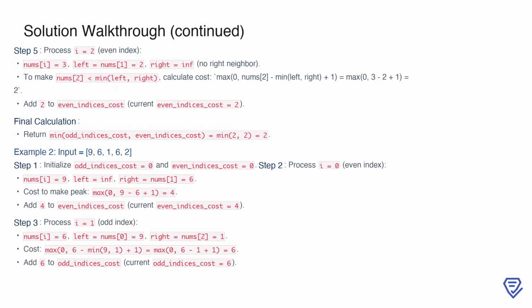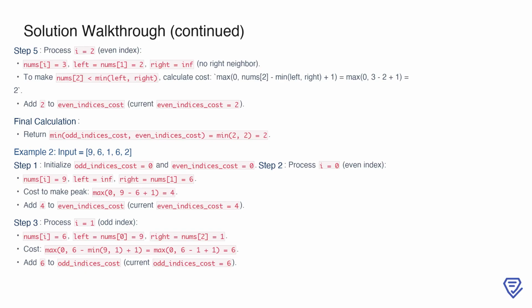Continuing with the example, we now move to index 2, which is an even index. Here, nums[2] equals 3. The left neighbor is nums[1] equals 2, and since there's no right neighbor, we set right to infinity. To make nums[2] smaller than both neighbors, we calculate the cost as max(0, nums[2] - min(left, right) + 1). Substituting the values, this becomes max(0, 3 - 2 + 1), which equals 2. Adding this cost to even_indices_cost brings it to 2.